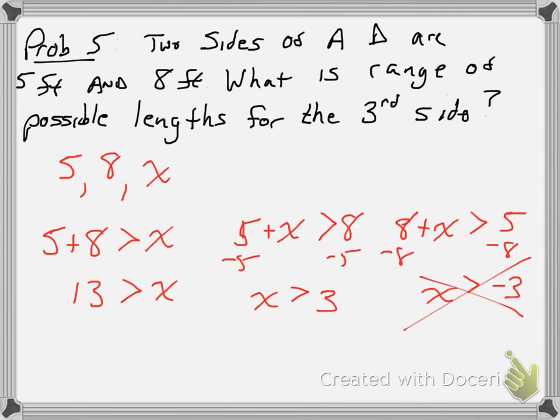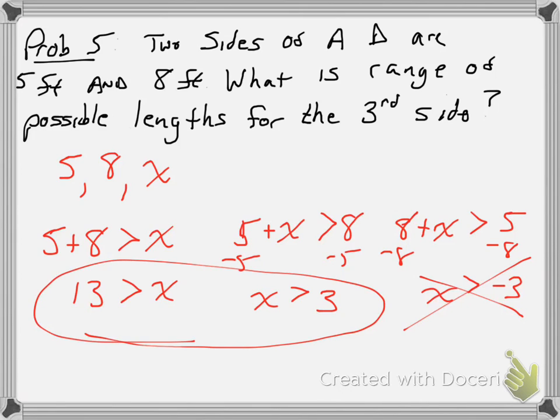Well, this doesn't make sense. A side length can't be negative 3. You can't have a negative side length. So the only two that matter are the other two. So if I'm writing this as a possible range, I'm going to take the smallest, put x in the middle, put the biggest here, and always face the arrows left. So in other words, 3 is less than x, which is less than 13. And that's how I'm going to write my range of possible lengths. So anywhere between 3 and 13, x can lie. And that will be your possible side.